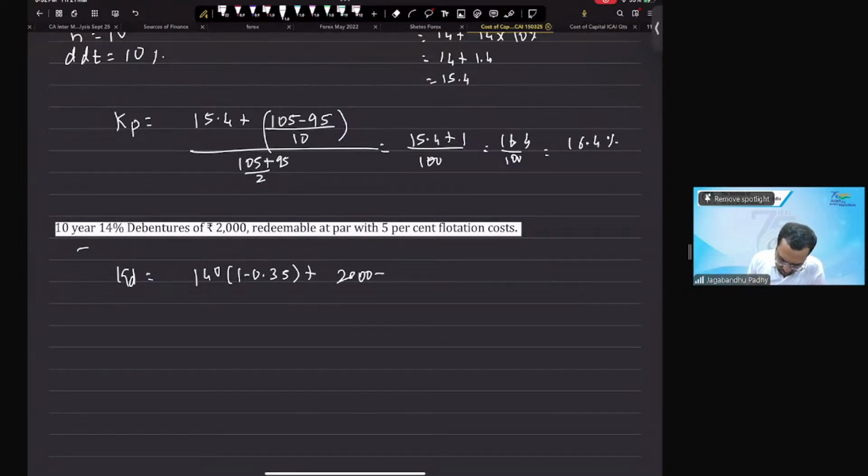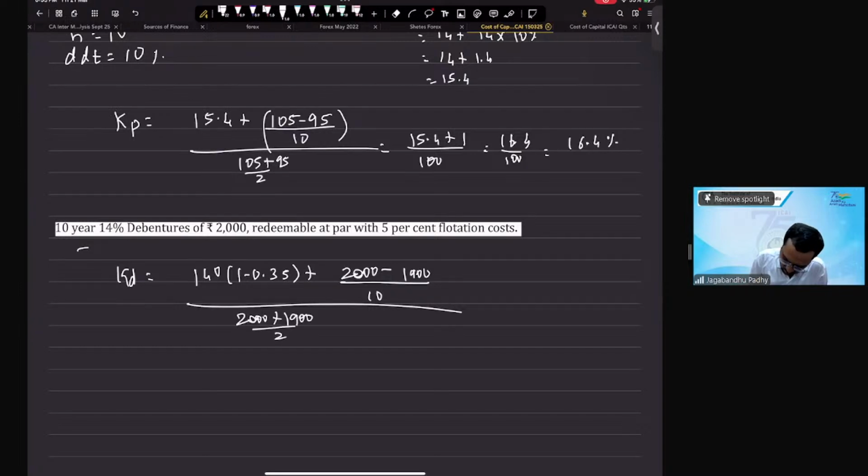Flotation cost is 2000 minus flotation cost, I mean, net proceeds will be, okay, redemption is at par. So 2000 is the redemption value minus flotation cost is 5%. So 2000 minus 5% is 1900. This divided by 10. And then this is 2000 plus 1900 by 2. If you do this, what's the answer?